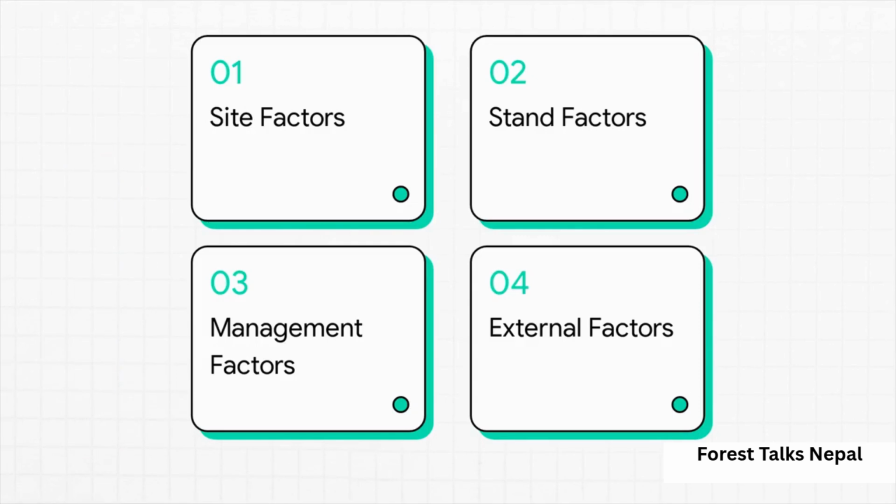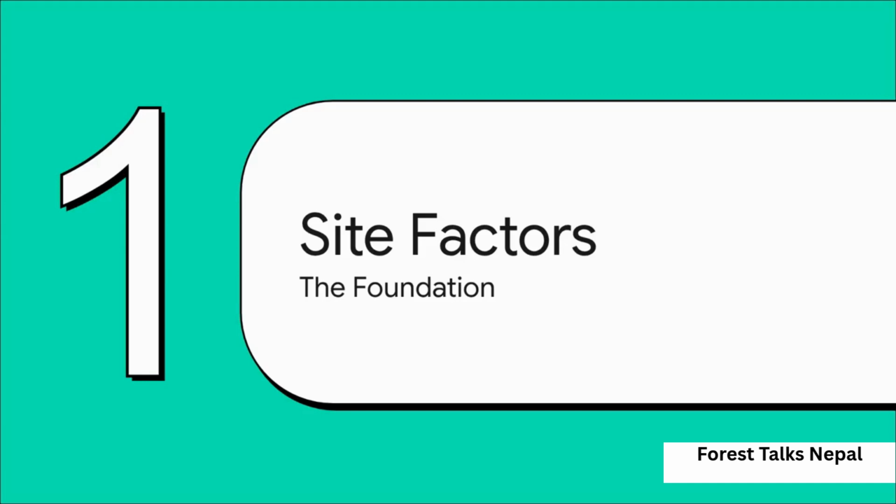To wrap our heads around all of this, we're going to use a zoom-out approach today. We'll be moving through 4 concentric circles of influence. Number 1, site factors. Number 2, stand factors. Number 3, management factors. And finally, number 4, external factors. So, let's start at the very bottom with our first layer.